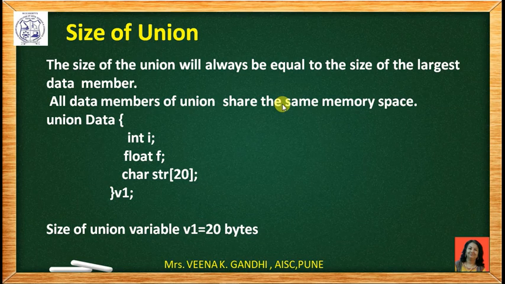Same memory space. Now for example, here I declare the union data in which there are three variables. One is int type, one is float type, and one is the array type. So here int has, suppose under a 16-bit compiler, 2 bytes, float has 4 bytes, and character array str[20] has 20 bytes. So it is the largest type here, the character array. So the size of union variable v1 will be 20 bytes. So in a union, the compiler will allocate the memory for the largest data member.